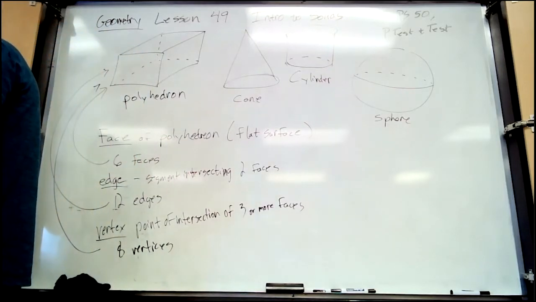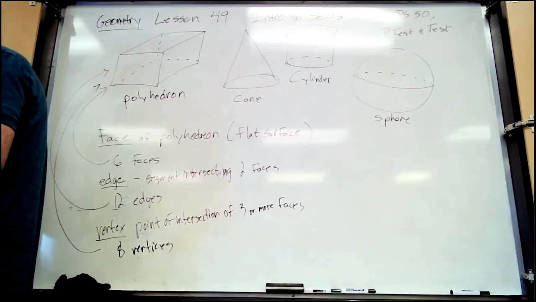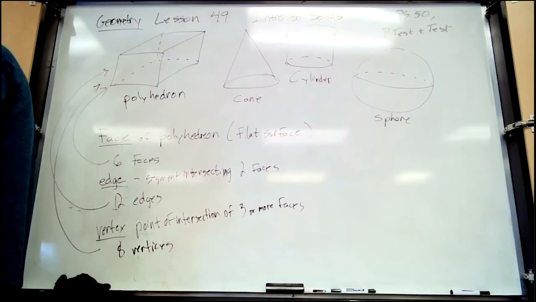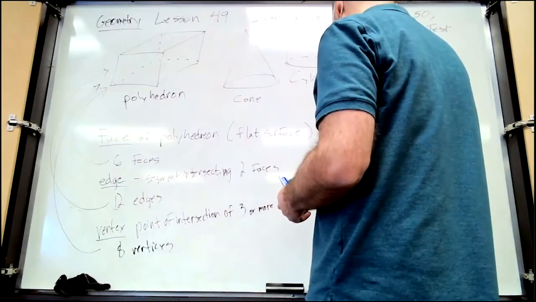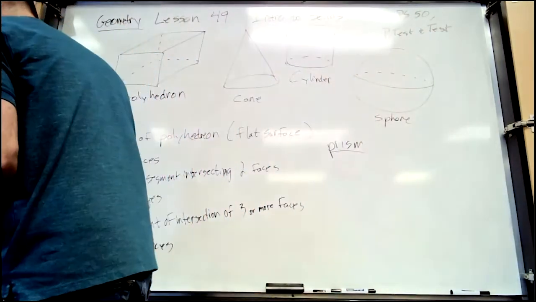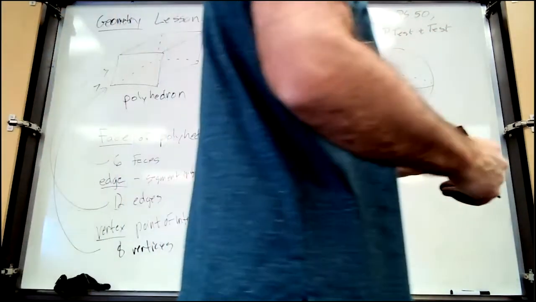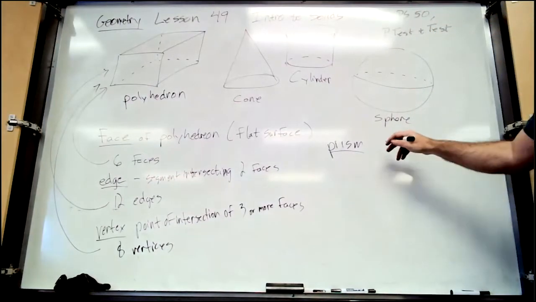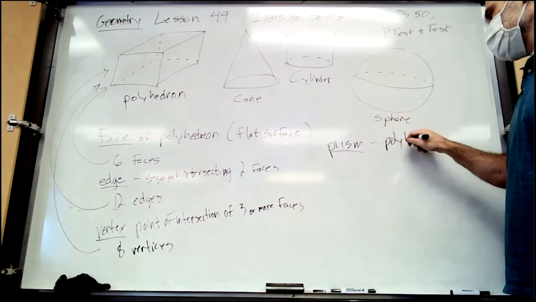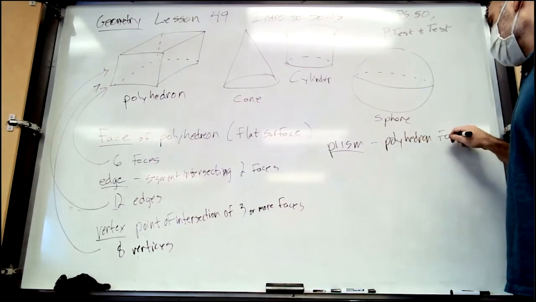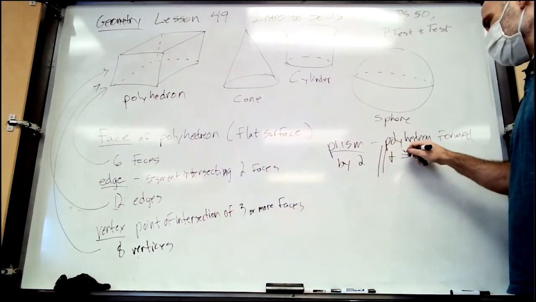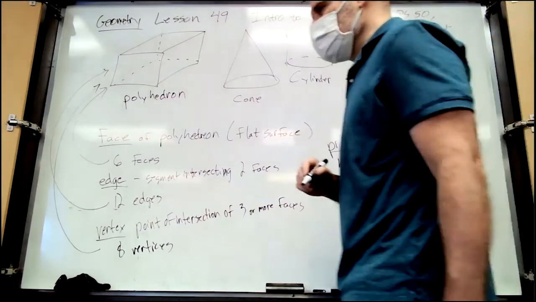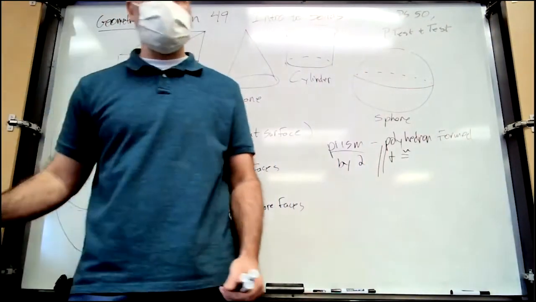All right, so a prism is a polyhedron formed by 2 parallel congruent polygonal bases connected by lateral faces that are parallelograms. Okay, this is also a review. We've talked about prisms. A prism is a polyhedron formed by two parallel and congruent polygonal bases. It's got to be polygonal.